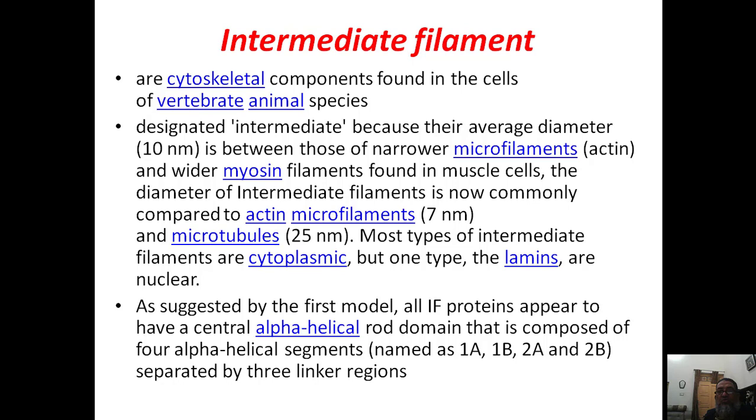As suggested by the first model, all IF proteins appear to have a central alpha helical rod domain that is composed of 4 alpha helical segments named 1A, 1B, 2A and 2B, separated by 3 linker regions. So it is in the form of a double helix. The alpha helical rod domain consists of 1A, 1B, 2A and 2B separated by 3 linker regions.